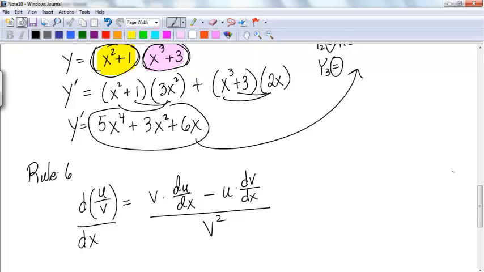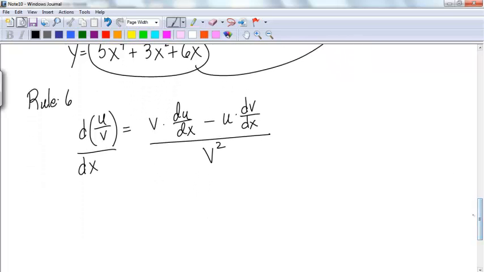Why do you have to start in a certain order with that one? Because of subtraction. The order makes a difference. So rule 6, make a star out at the side. You have to start with the denominator, times the derivative of the numerator, minus, leave the numerator the same, times the derivative of the denominator, and it's all over the denominator squared.